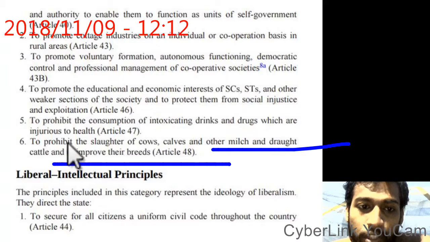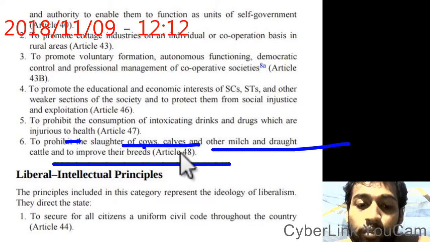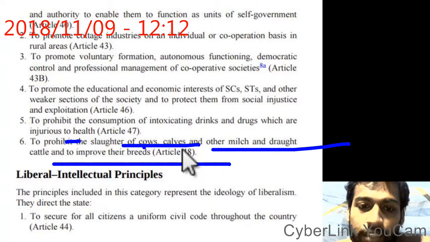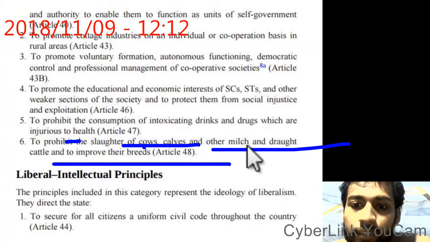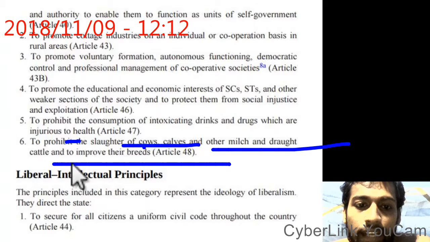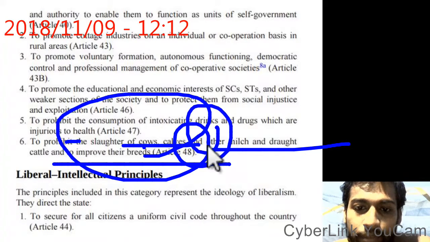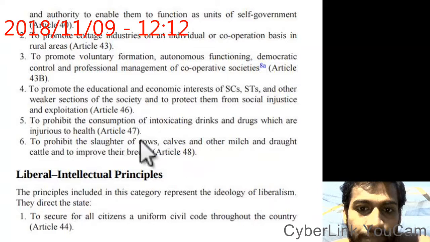So it is important. Gandhiji also tells to prohibit the slaughter of cows and calves and other milch and draught cattle and to improve their breeds. Okay, important. Improve their breeds. Article 48.